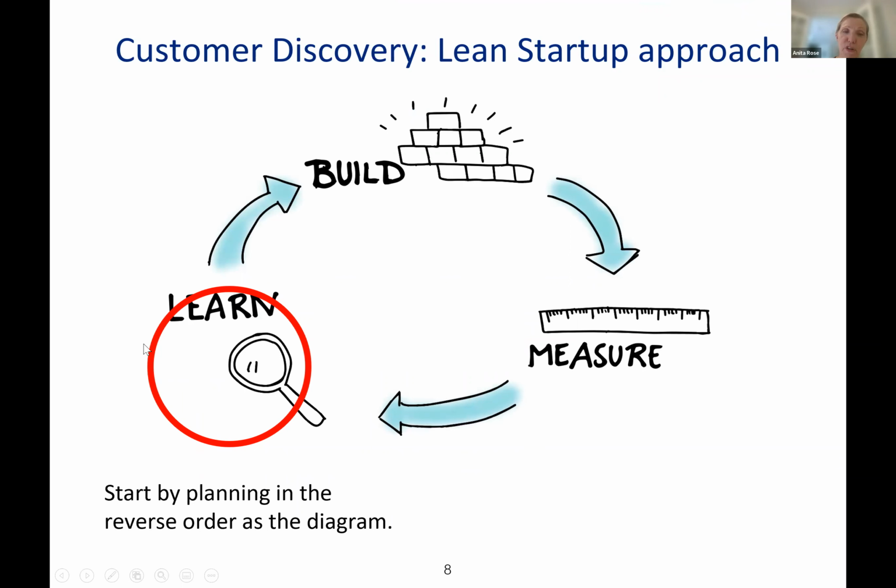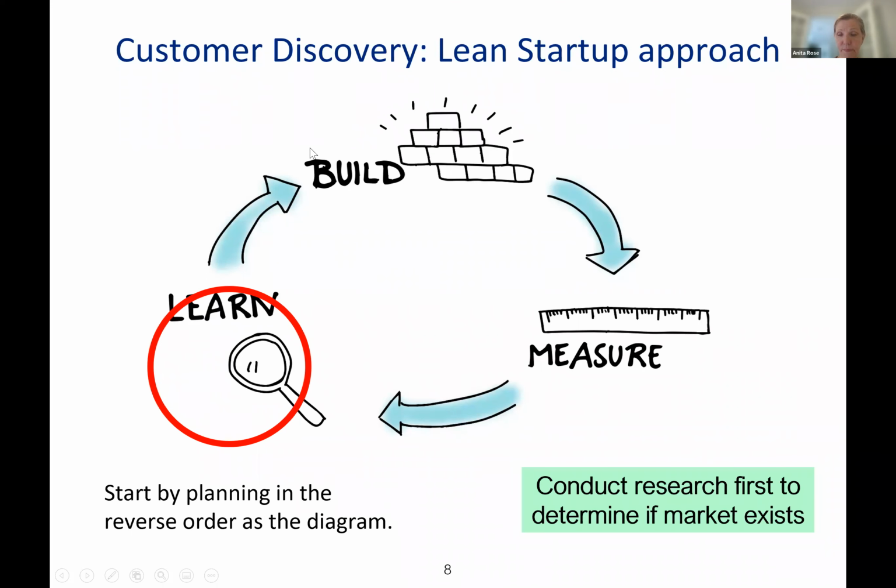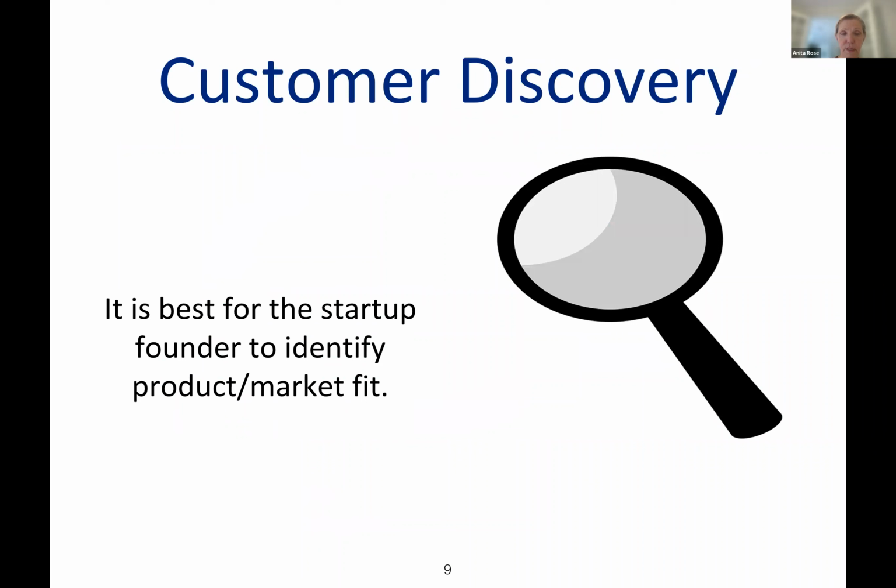What we're doing is we're learning by interviewing people, our customer discovery, and then we're going backwards. So instead of just learning and building, we're going to measure and gather that information and then build. So we're going backwards instead of build, measure, learn. We're going to learn, measure, and build instead.